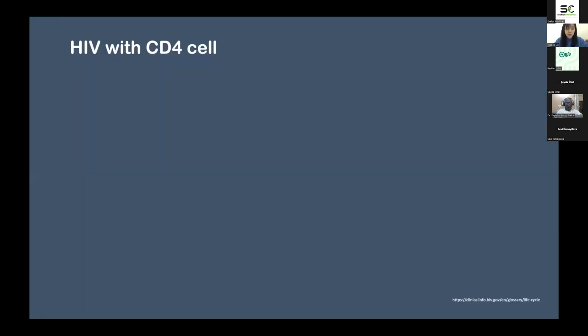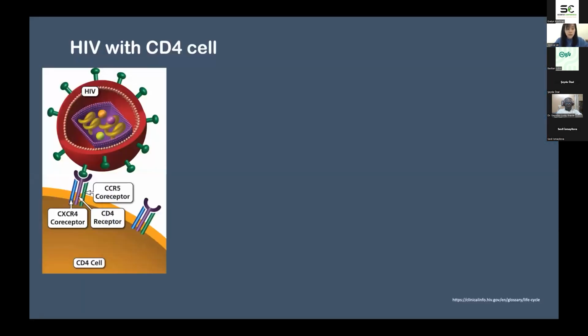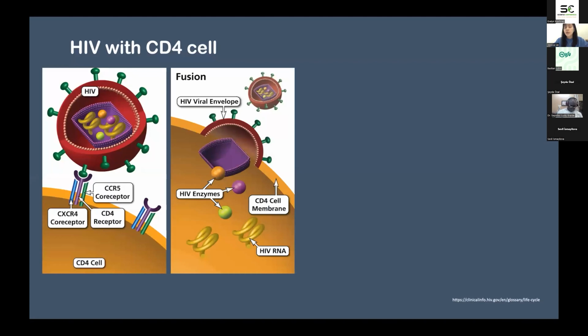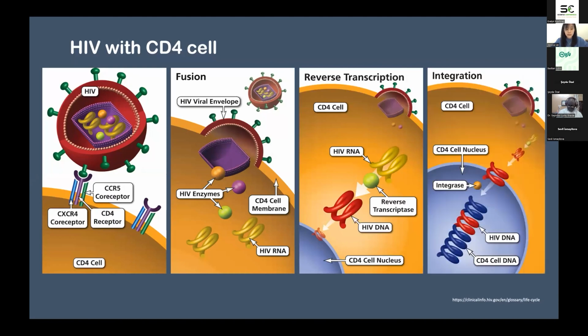Once infected with HIV, it will target the CD4 cell and multiply. First, it binds through the CD4 receptor and CXCR4 or CCR5, and then fusion will allow HIV to enter the CD4 cell and release its RNA and enzymes. HIV then uses reverse transcriptase to convert its genetic material from RNA to DNA to enter the nucleus. Inside the host CD4 cell nucleus, it releases integrase to insert its viral DNA into the host cell DNA.